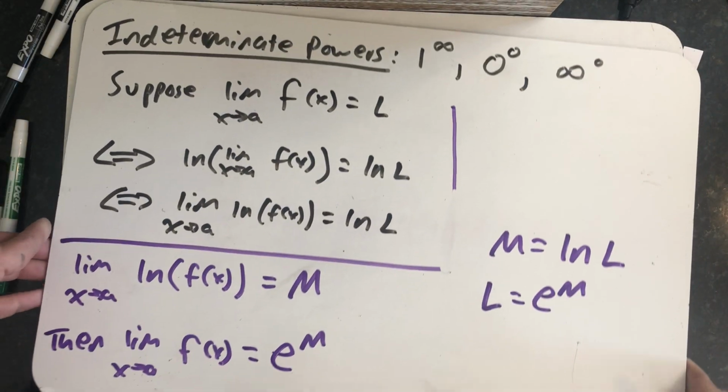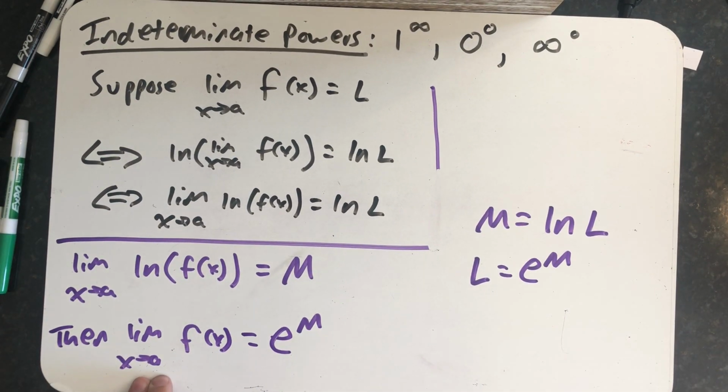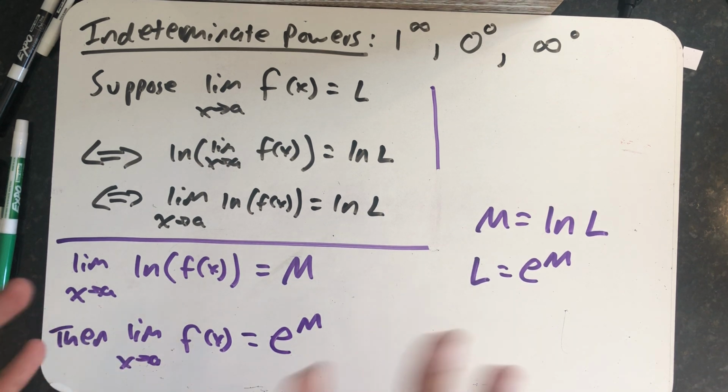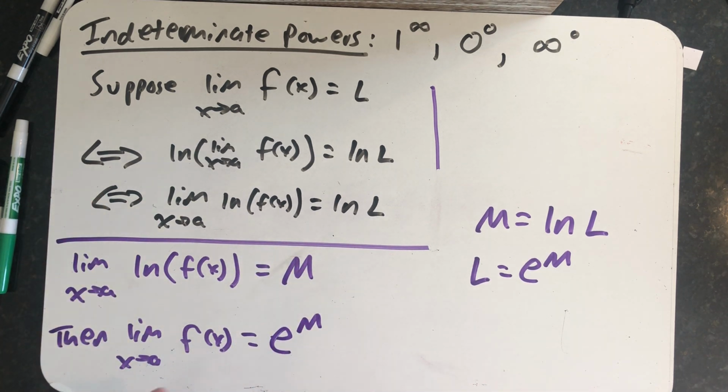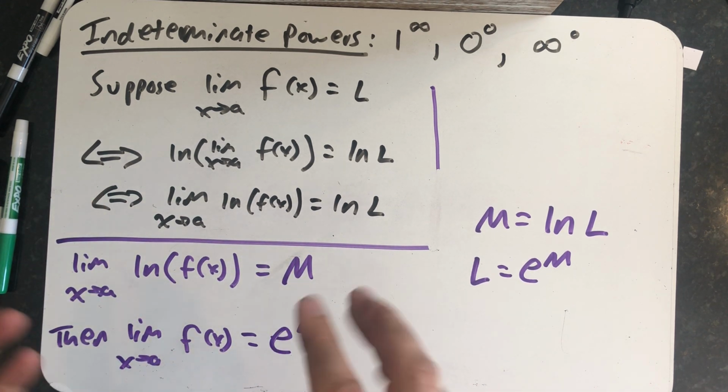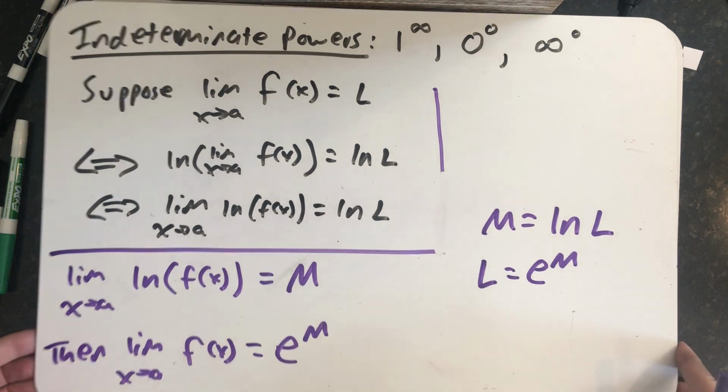For example, one thing I should say. Here I have the limit as x approaches a. And that a could be a number, it could be any constant, it could be approaching from the right or left, and this statement would hold. A can also be infinity or minus infinity, and this statement would hold.